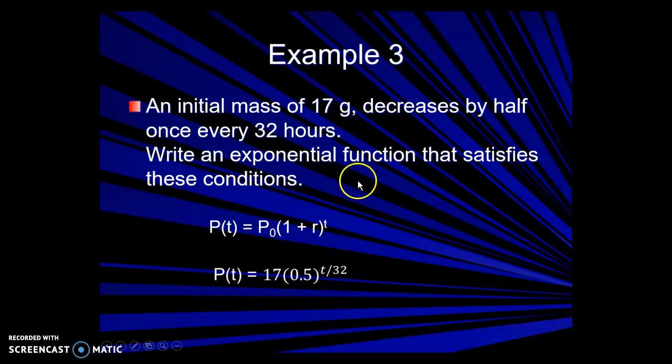Now the time, okay, so if time represented just hours, then this function would be way off. It actually represents the number of groups of 32 hours. t here is representing hours, but it's decaying every 32 hours, so to represent how many times we have decayed, we have to take our time and divide it by 32, and that shows you how many groups of 32 have occurred to shrink down our initial mass.